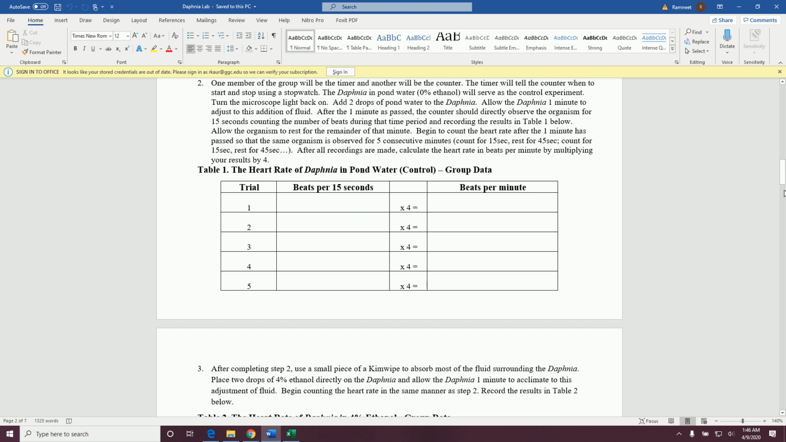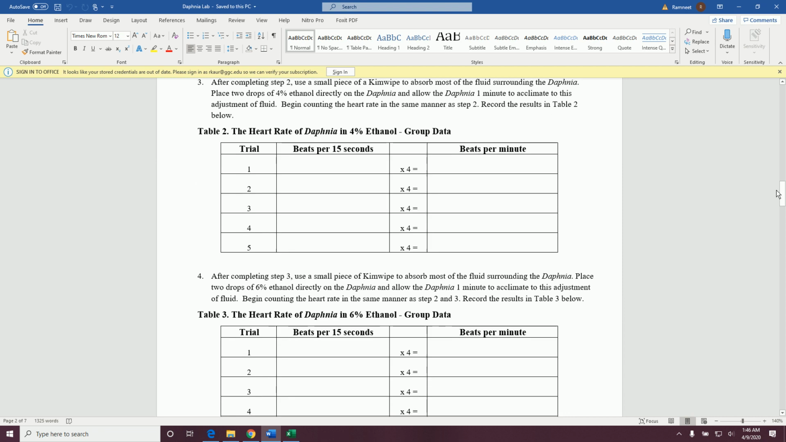Then you would have removed the pond water and added 4% ethanol. In this scientific method experiment, we are trying to study the effect of alcohol on the heart rate of the Daphnia. Your null hypothesis will say that there is no effect of alcohol on the heart rate, and the alternative hypothesis will say there is an effect of alcohol on the heart rate of Daphnia magna. So you would have replaced the pond water with the 4% ethanol, and then again you would have done the same thing.